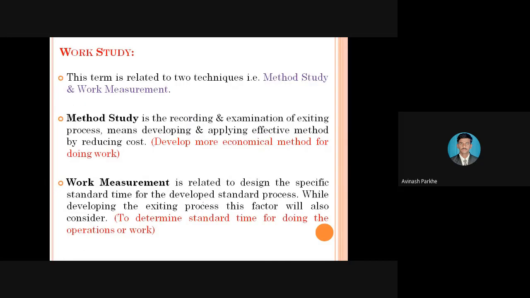Now I have explained the work study. This is the main source of industrial engineering, work study. So this is the basic concept, that work study has two techniques. The first one is called method study and the second one is called work measurement.